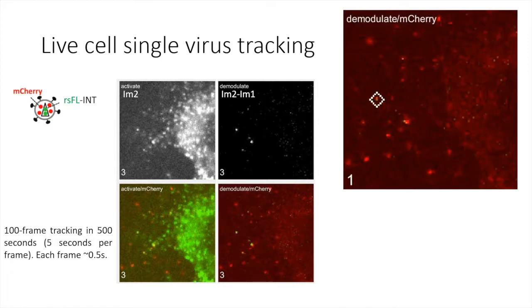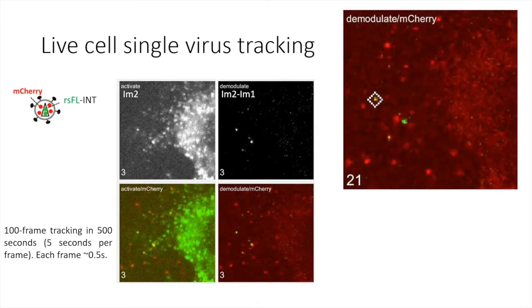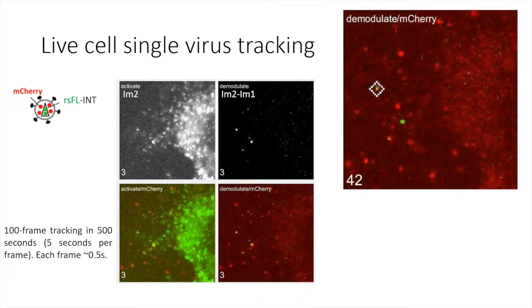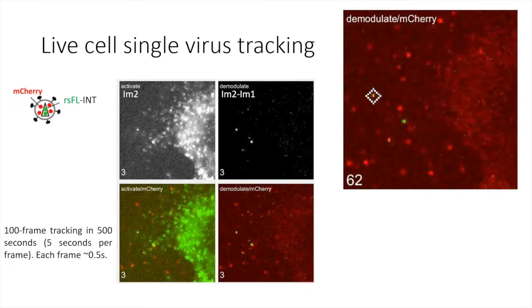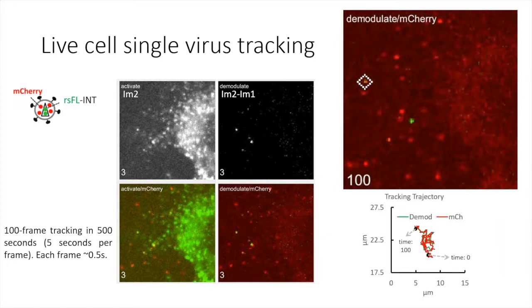And then we can apply the live cell imaging tracking on this virus by using this demodulation scheme. And then we can get the trajectory from this. So this is another way to use photo-switchable fluorescent protein.